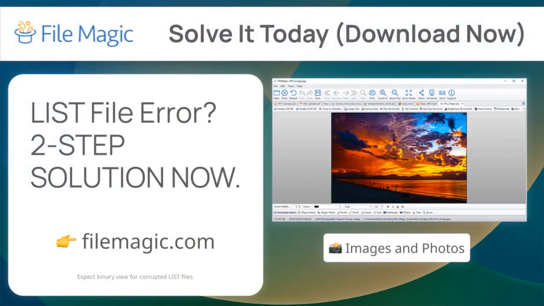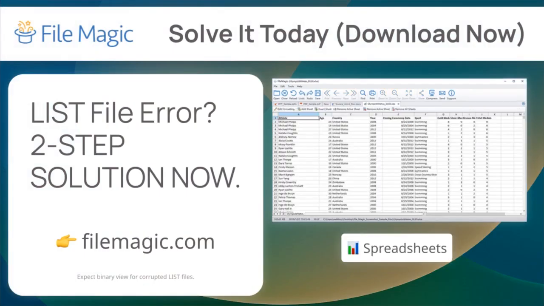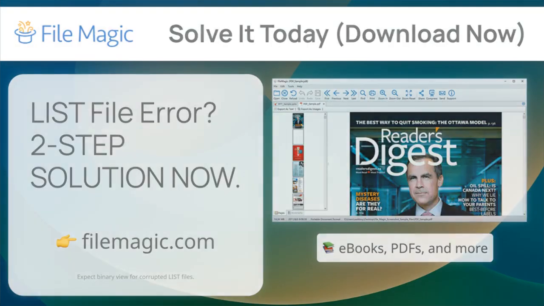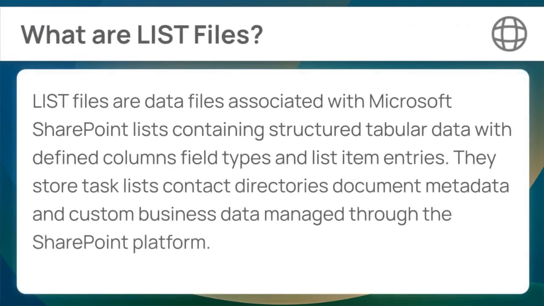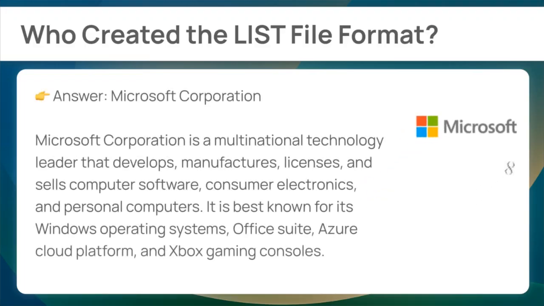The efficacy of this tool hinges on the speed and analysis power of a single LIST file inspection program that services hundreds of formats. LIST files are data files associated with Microsoft SharePoint lists, containing structured tabular data with defined columns, field types, and list item entries. They store task lists, contact directories, document metadata, and custom business data managed through the SharePoint platform.